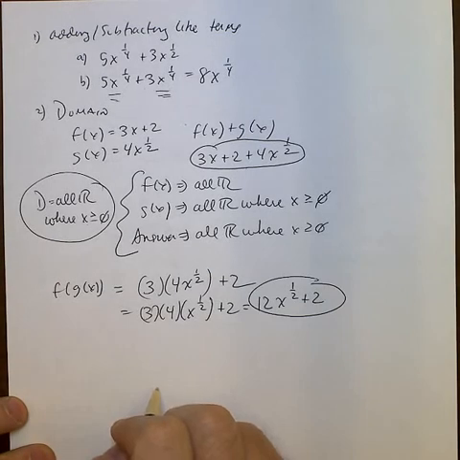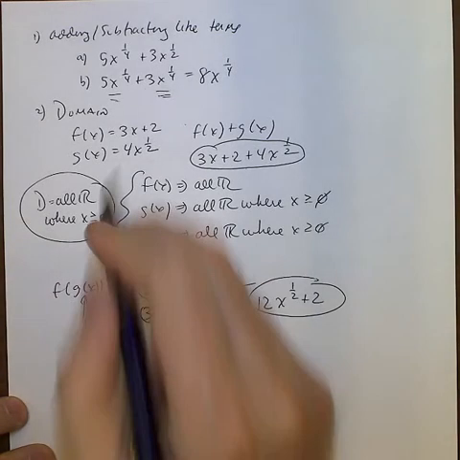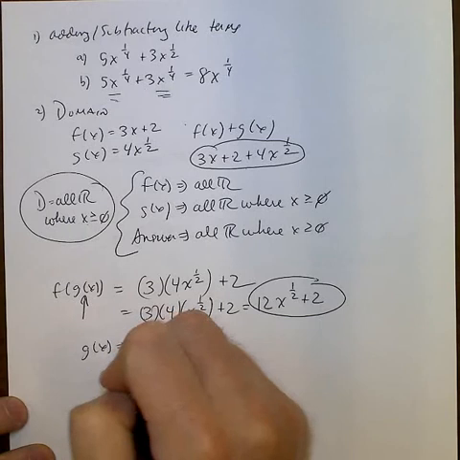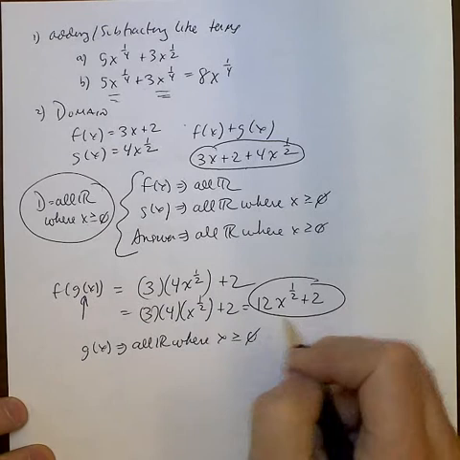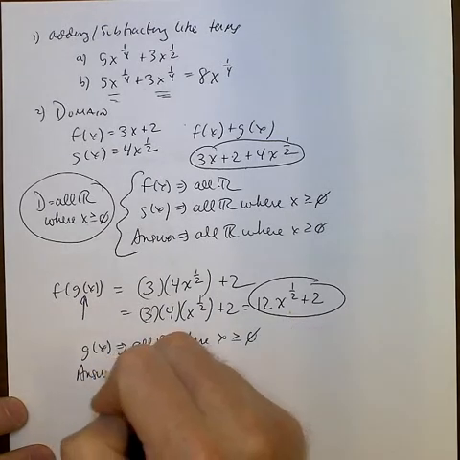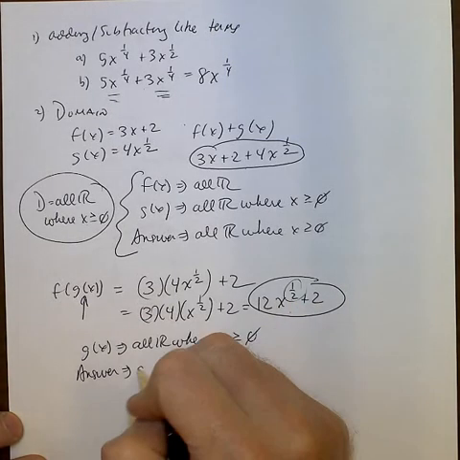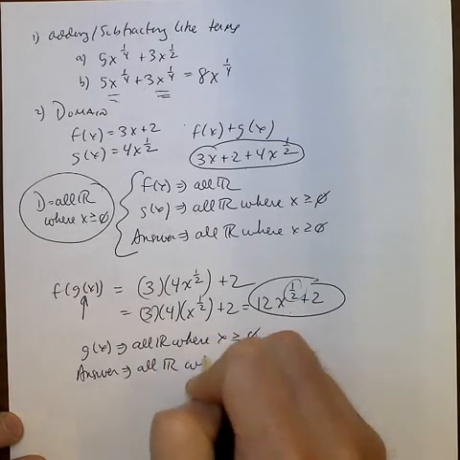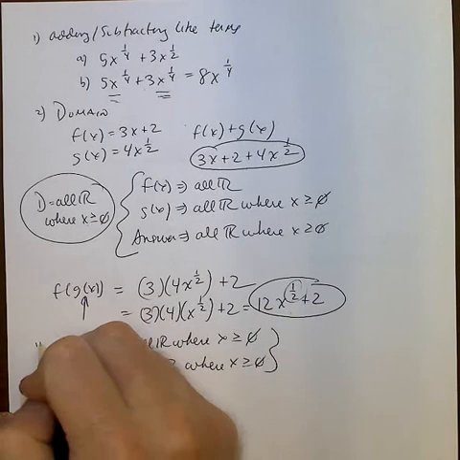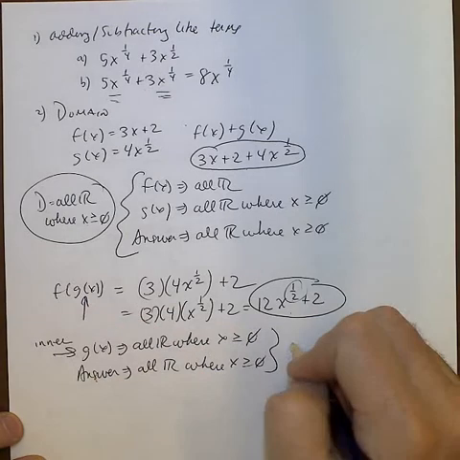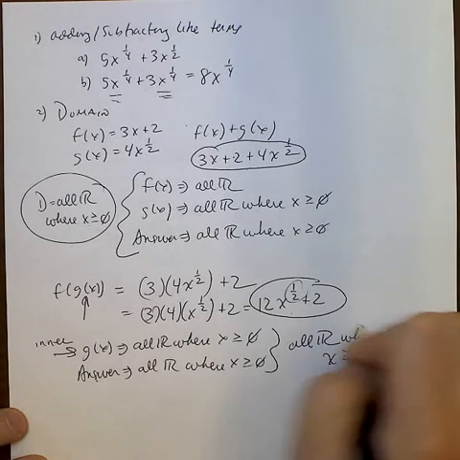Now my domain is, since it's a composite, it's the inner, which is g of x. Well, the domain of g of x is all reals where x is greater than or equal to 0, and the domain of my answer is also, because of the 1/2 here, the even root, all reals where x is greater than or equal to 0. And I take the intersection of those. Again, this is the inner, this is the answer. So for this problem, my domain is all reals where x is greater than or equal to 0. So this would be the two parts.